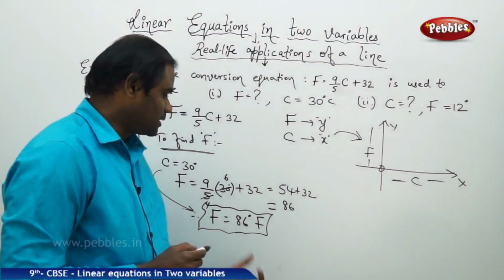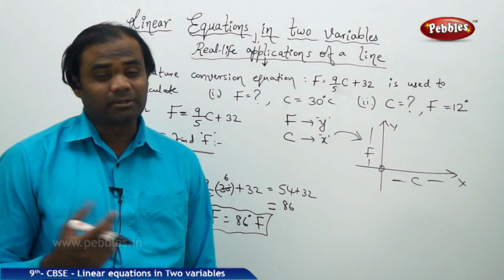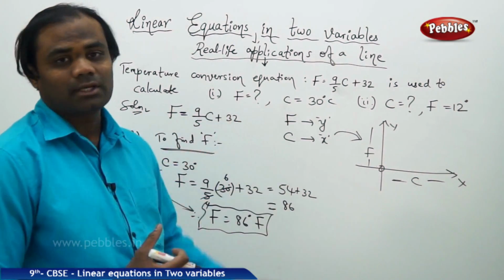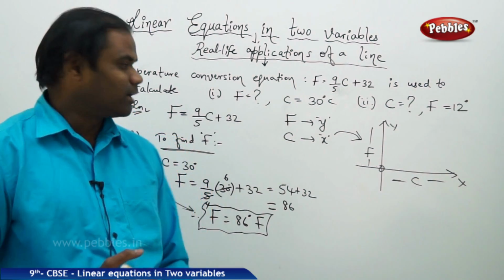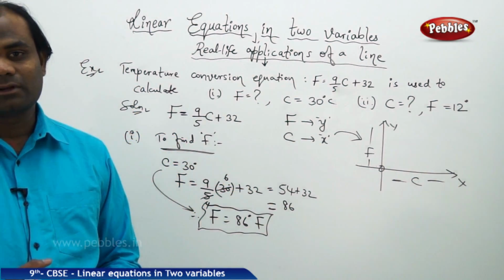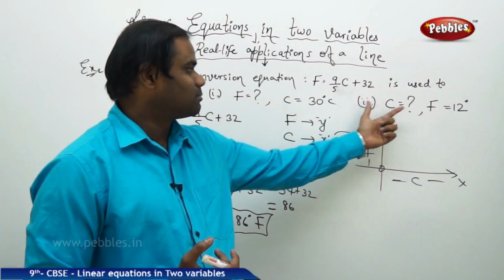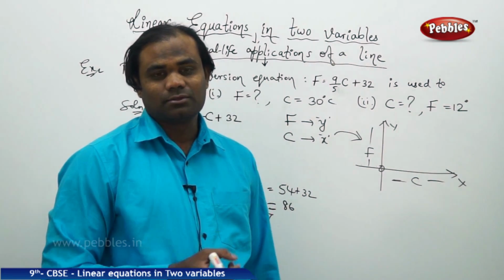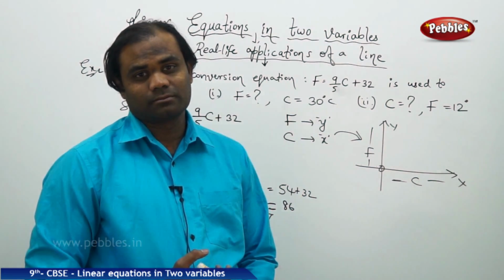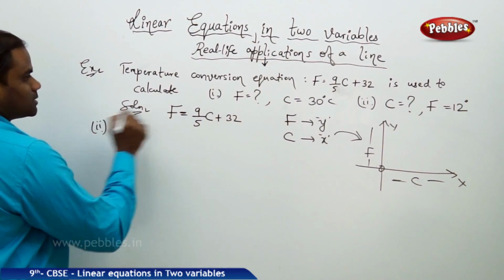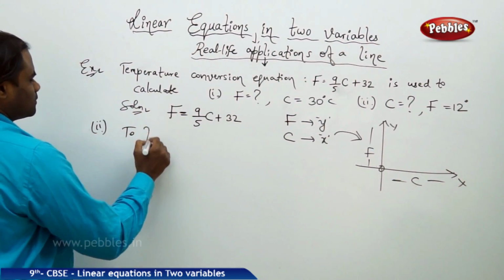This is how we understand the conversions which can be done given the linear equation y equals ax plus b, y for F and x for C. Next, let's see the next problem, about finding C when F is 12 using the same linear equation. Secondly, my second part is about finding C.